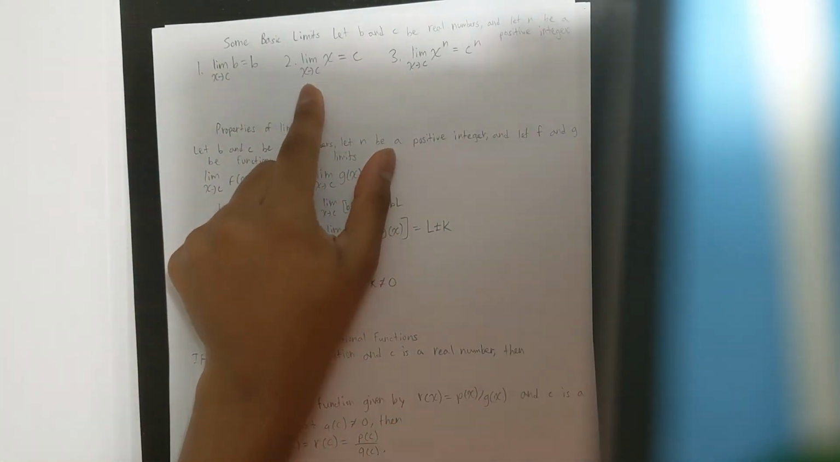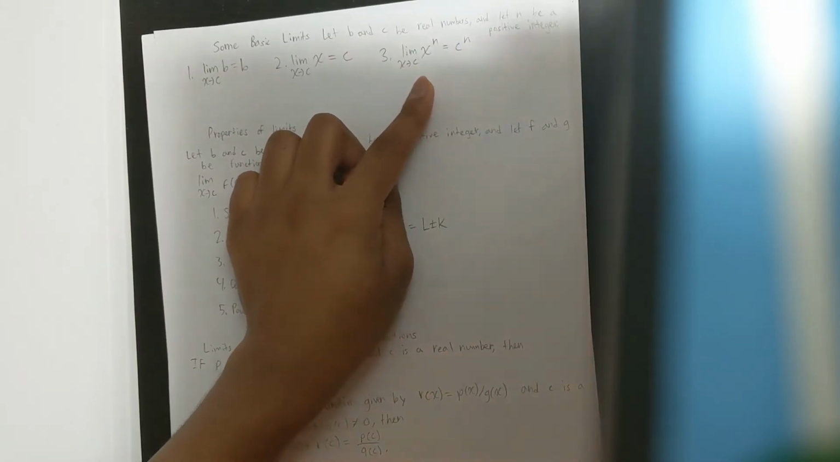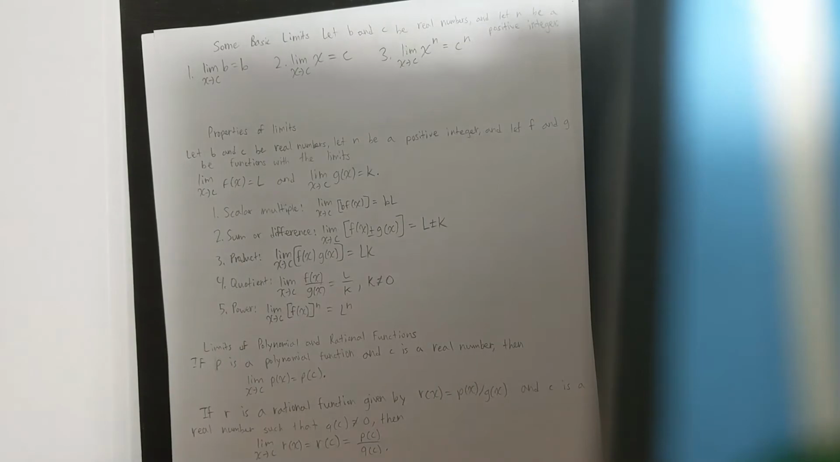Now the limit of x as x approaches c is just going to be c. You just plug it in. So the limit of x to the nth power as x approaches c will just be c to the n.